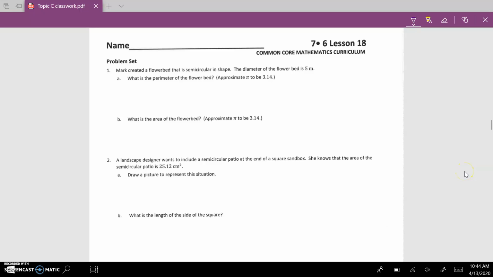Alright, so here we are in the lesson 18 classwork. I'm just going to walk you through a few suggestions I have. This lesson is pretty much just review and more practice of the first two lessons.